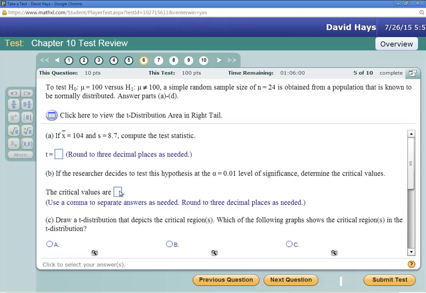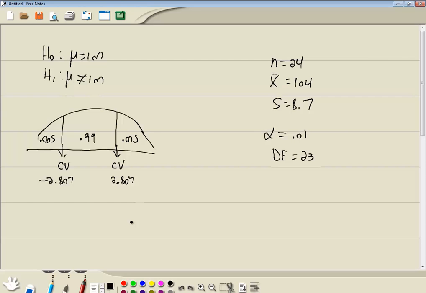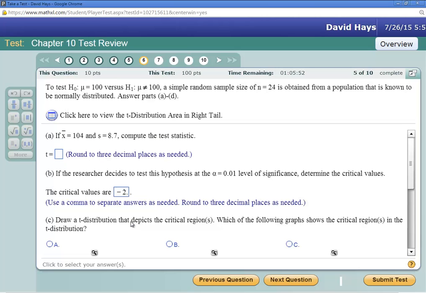Now it says the critical values are, then use a comma to separate the answers. So I'm going to have negative 2.807, comma, 2.807.